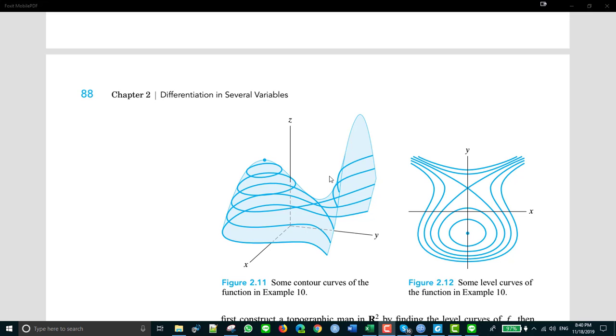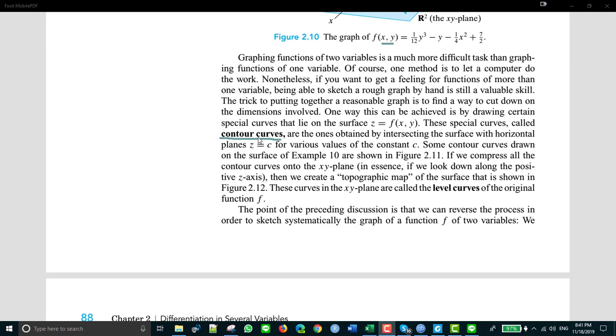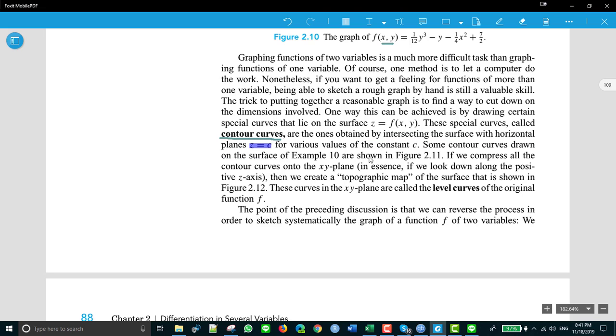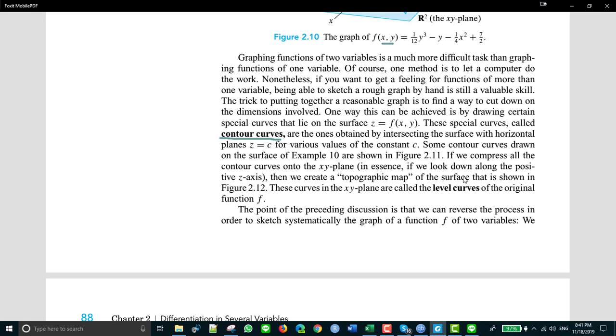It's going to cut the surface somewhere, and in this case it looks like it cuts it in something like a circle. And maybe drop that plane down a little bit, it's going to cut somewhere else. Maybe it's going to cut like here, and maybe that also cuts here, who knows. So that's what they're talking about doing. And those are called contour curves. They're the ones obtained by intersecting the surface with horizontal planes z equals c for different values of c. Some contour curves drawn on the surface of example 10 are shown in the next figure, so we saw that.